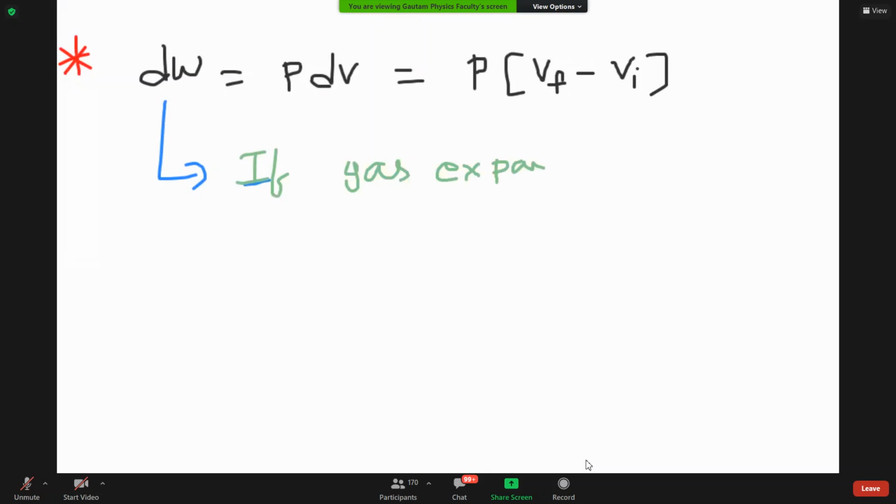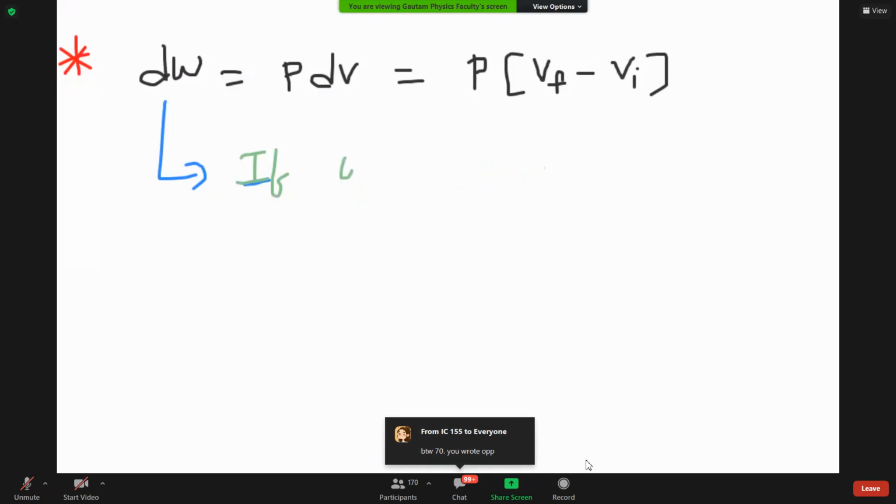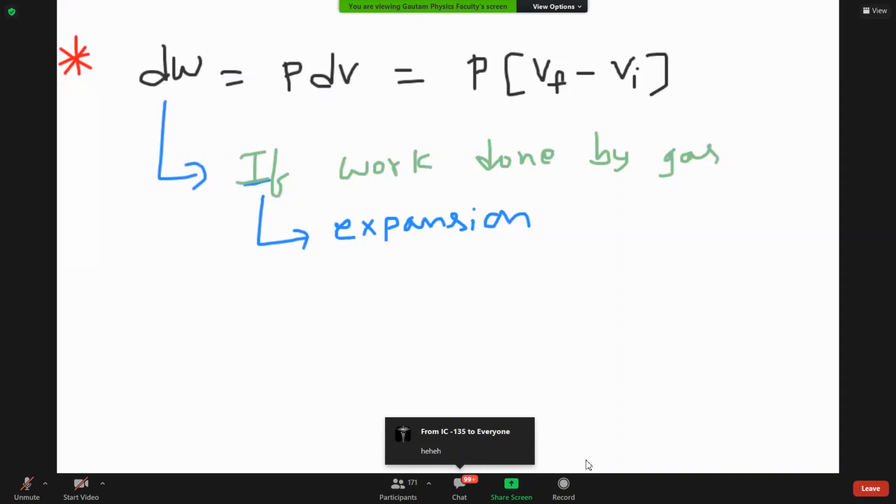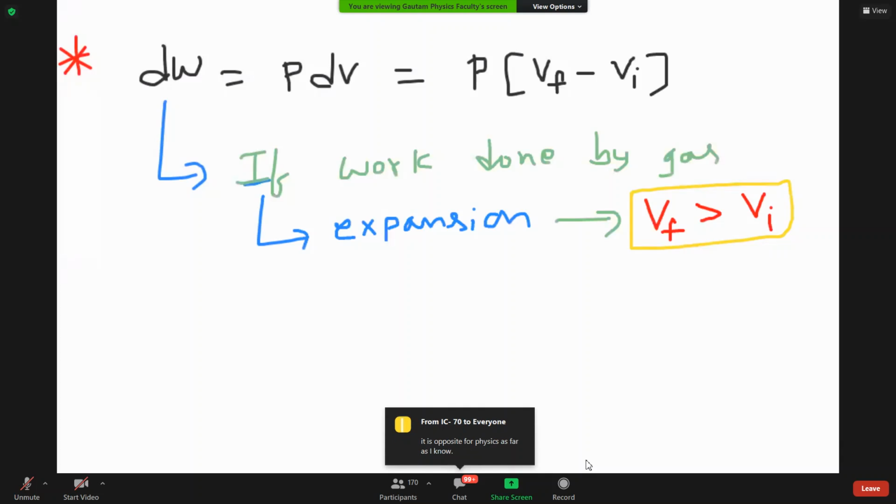that means work done by gas. What is work done by gas? Work done by gas is called expansion. What do you mean by expansion? Final volume is greater than initial volume. Final volume minus initial volume. Expansion means volume increases. Final volume is greater than initial volume.